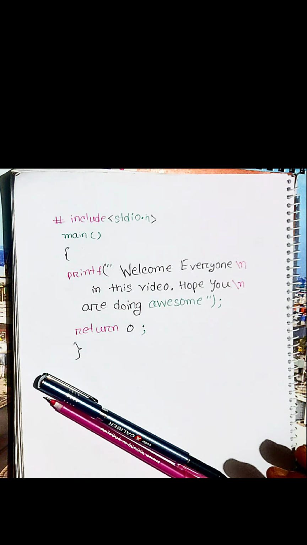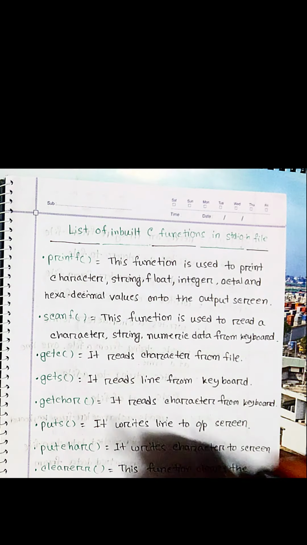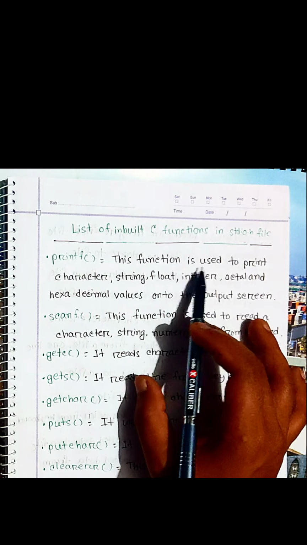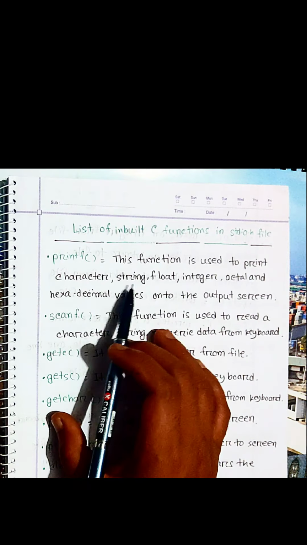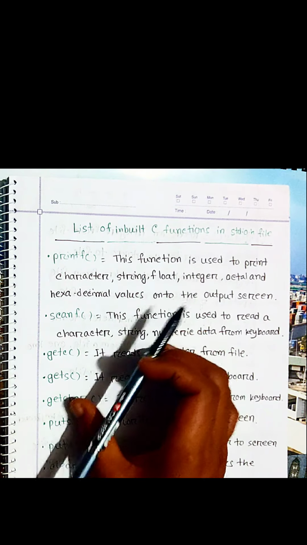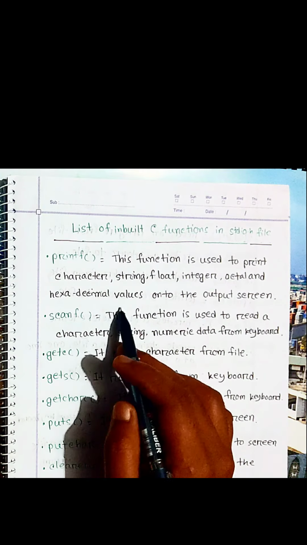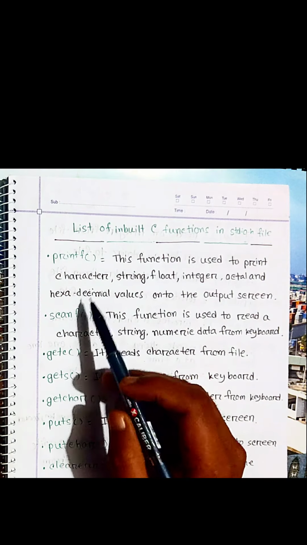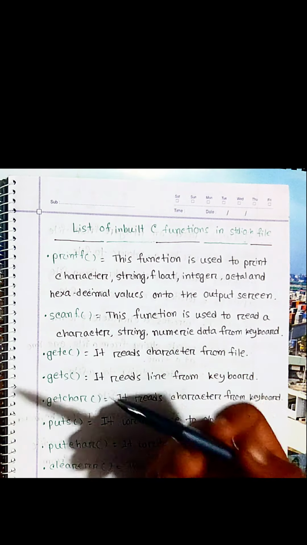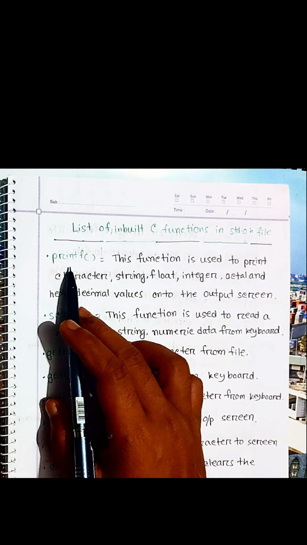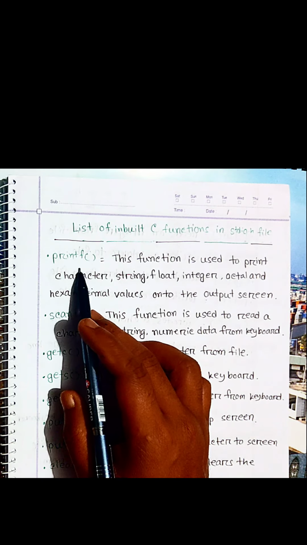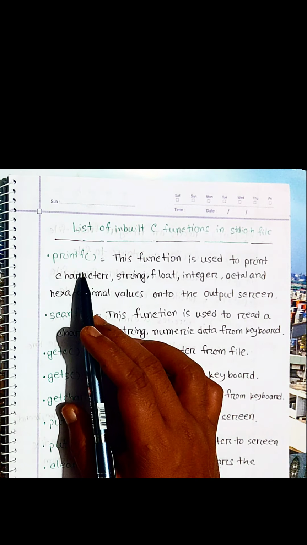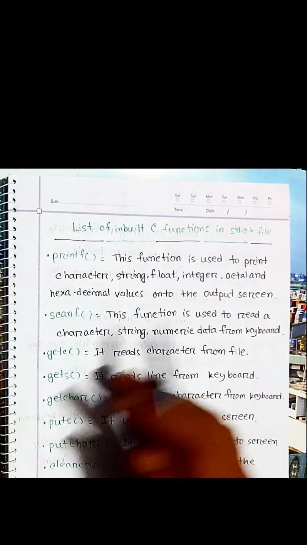stdio.h. Okay, let's see them now. Okay, they are here. For this one, printf, this function is used to print character, string, float, integer, octal and hexadecimal values onto the output screen. Means you can get output of any kind of data using this printf function. You will see everywhere we will use the printf function to get output in the program.